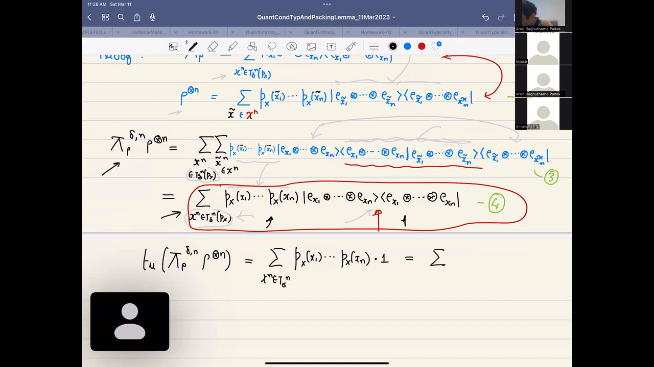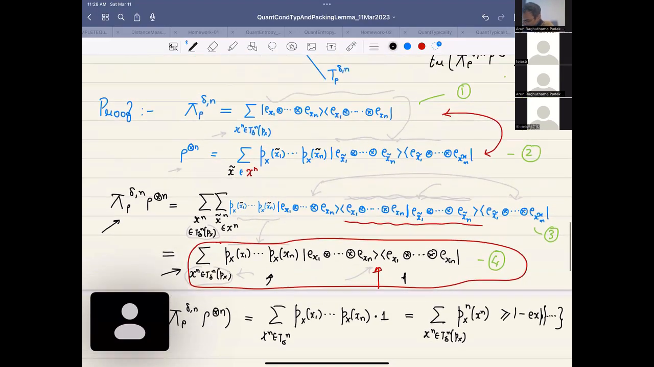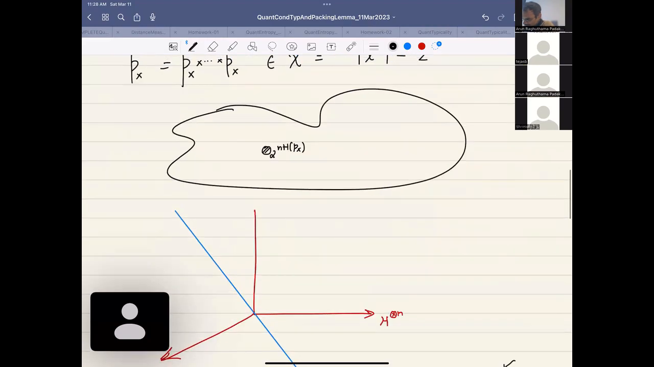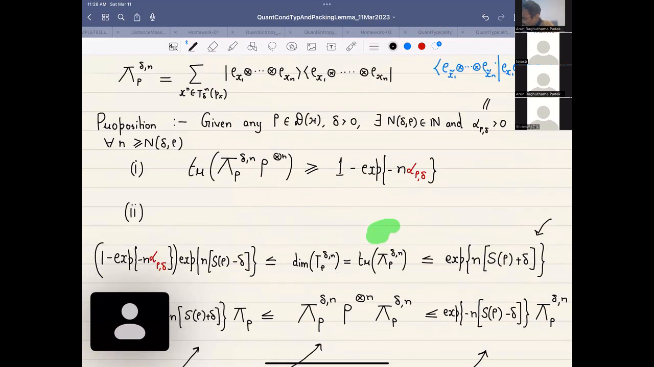So what is this? This is essentially the sum over xn belonging to t delta n of px of xn. This is exactly what you did. This you showed is greater than 1 minus epsilon times 1 minus exp, with the Hoeffding inequality in your homework. So I have essentially shown that this guy is dominated by this expression, which is exactly what I was asked to prove. Is that okay? Okay, cool.